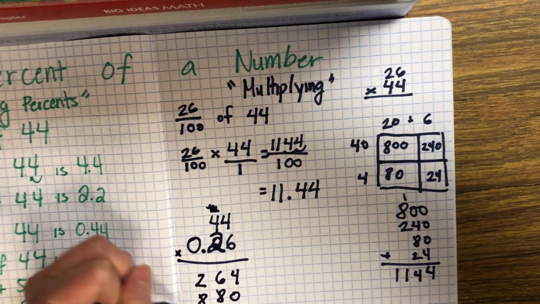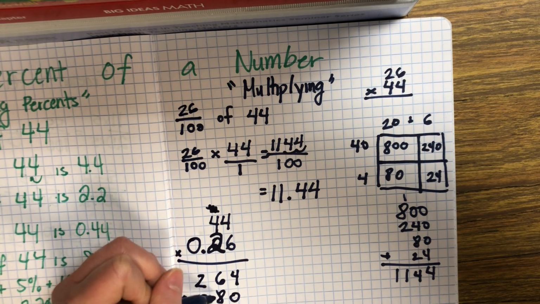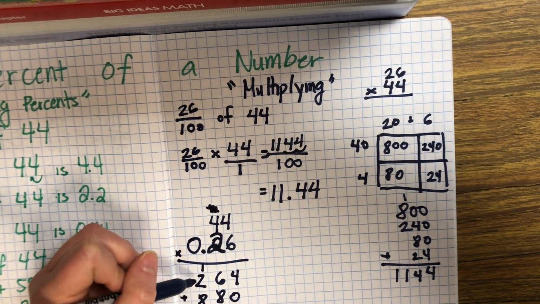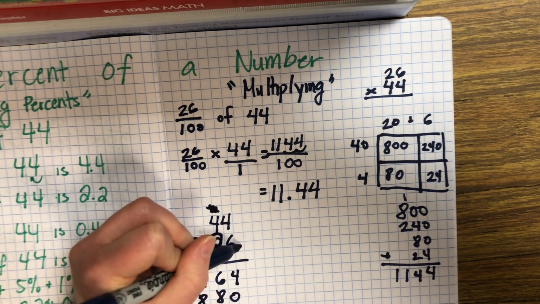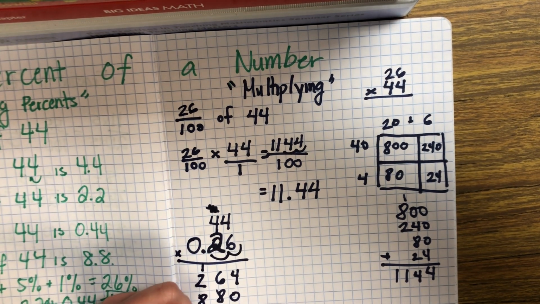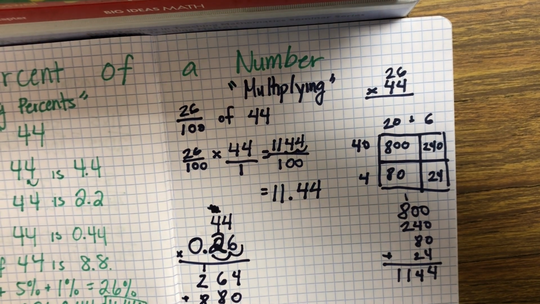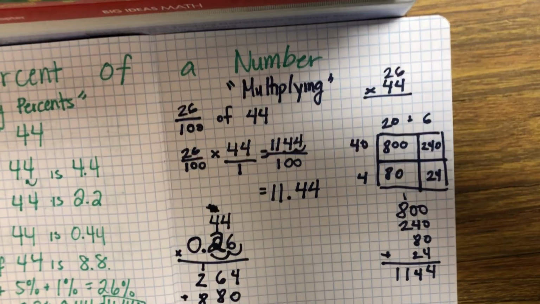Okay. Now we add them up. 4, 6 and 8 is 14, carry the 1. 8 plus 2 is 10, plus 1 more is 11. There were 2 decimal places, so we move our decimal twice, and it's the same answer for a third time. So that's 3 different ways to solve the same problem.